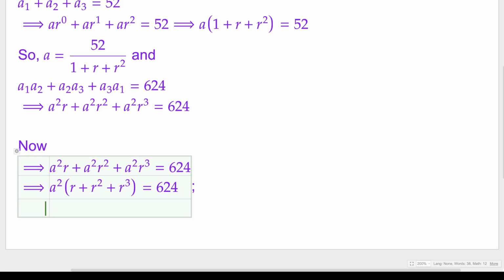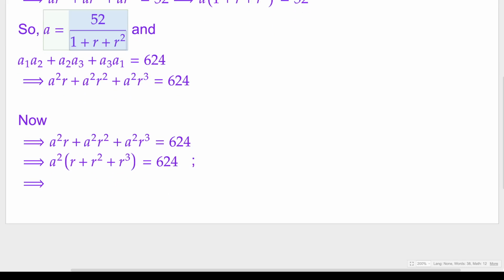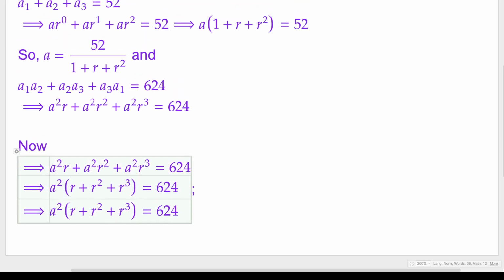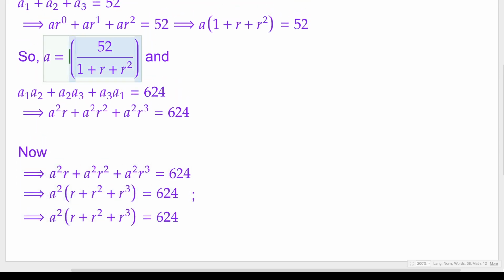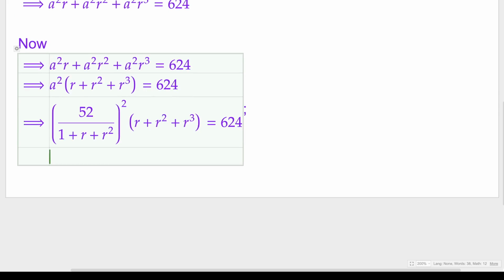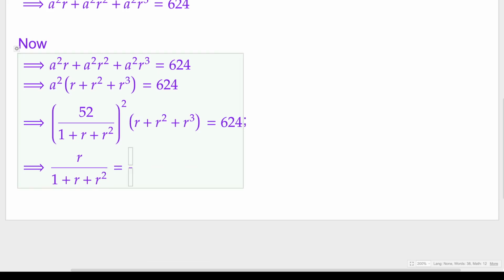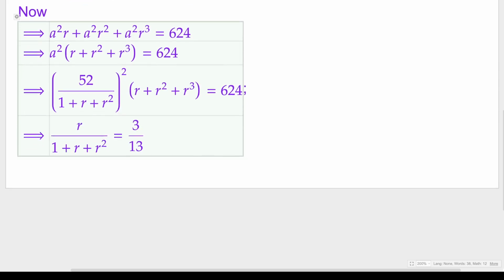Now in the next step, for this value of a, I'll take this particular value, that is 52 over 1 plus r plus r squared, and replace it at this position. So this becomes a squared times this. Now I'll be resolving this part because I have a single variable over here. On resolving this part, this becomes r over 1 plus r plus r squared, which will be equal to 3 over 13 once this step is resolved.